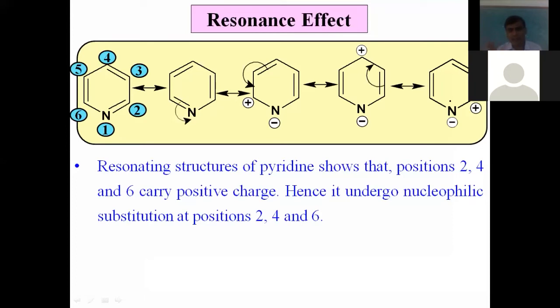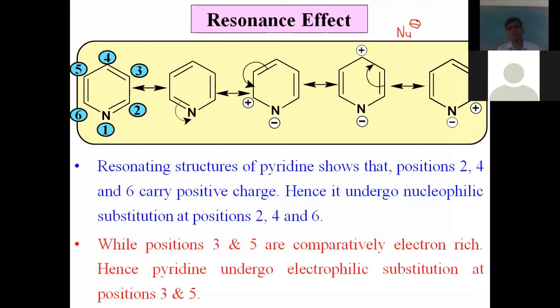And at what position does the nucleophile attack? It attacks at positions 2, 4, and 6. Why does the nucleophile attack at those positions? Because those positions are electron deficient. There is a positive charge on those positions, and we know that a nucleophile is always negatively charged. Hence, the nucleophile attacks positions 2, 4, and 6. This is the first conclusion, how pyridine undergoes nucleophilic substitution at positions 2, 4, and 6.